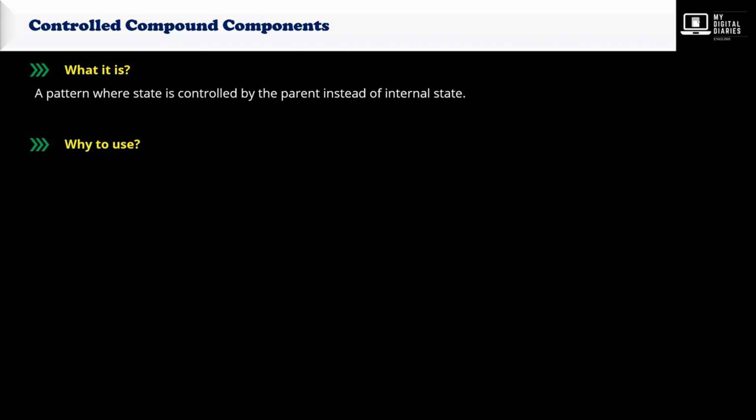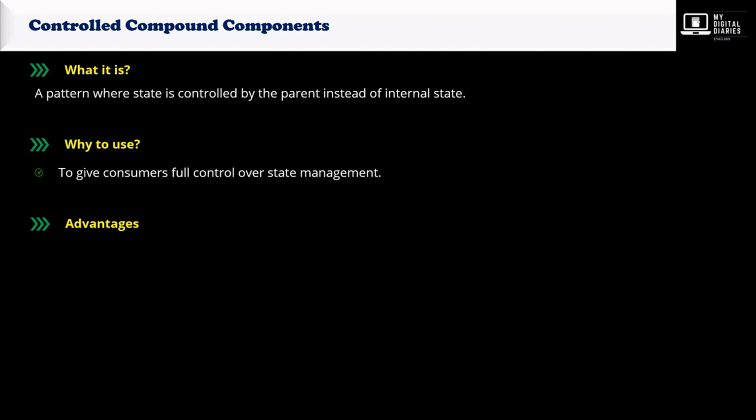Why to use controlled compound components? The main reason is to give consumers full control over state management. This means the parent component can decide when and how the state changes. It makes it easier to manage complex interaction. It also allows better integration with external logic and application level state.